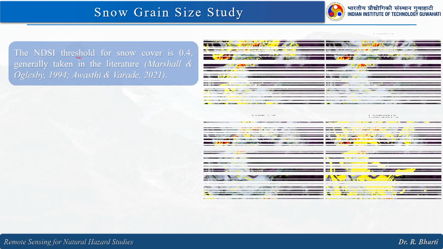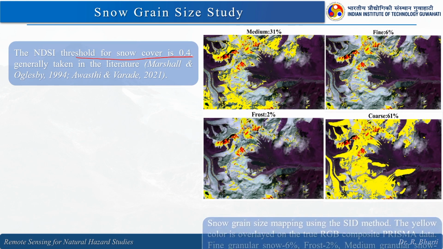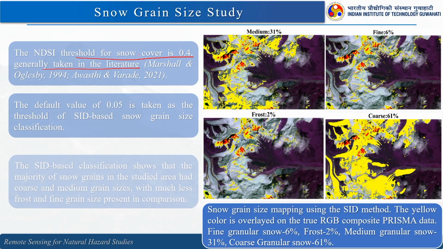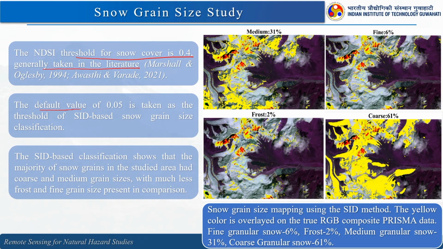The NDSI threshold for snow cover is 0.4, generally taken in the literature for snow cover. The default value of 0.05 is taken as the threshold of SID based snow grain size classification. The SID based classification shows that the majority of the grains in the study area had coarse and medium grain sizes, with much less frost and fine grain size present in comparison.